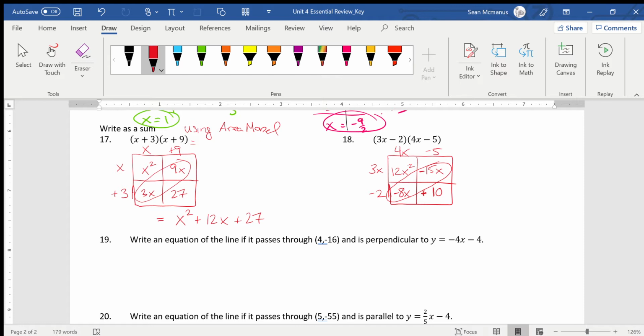So the result, when I multiply the quantity 3x minus 2 by the quantity 4x minus 5, I get all of these things added together. So 12x squared, minus 15x and minus 8x would give me negative 23x, plus 10.